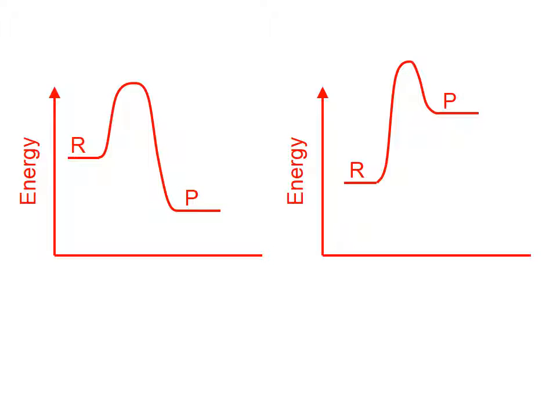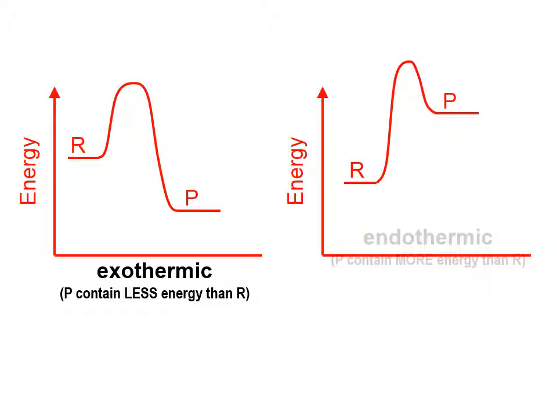So here we have two graphs with energy on the vertical axis and the process of the reaction occurring from left to right on the horizontal axis. You can see that on the left side we've got reactants, and we're forming products with both of these graphs. In the left graph, the reactants contain a higher amount of energy and the products contain a lower amount. Therefore, this graph shows an exothermic process in which the products contain less energy than the reactants. Some of the energy has been released to the surroundings.